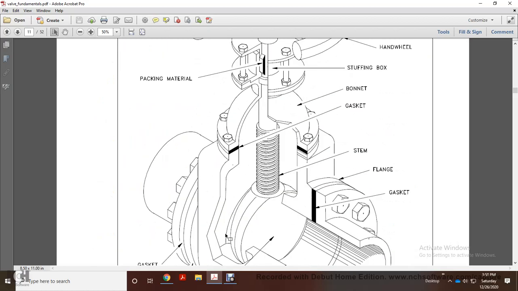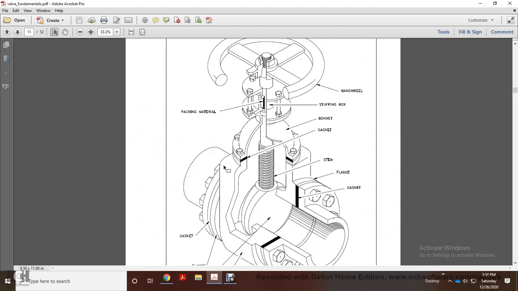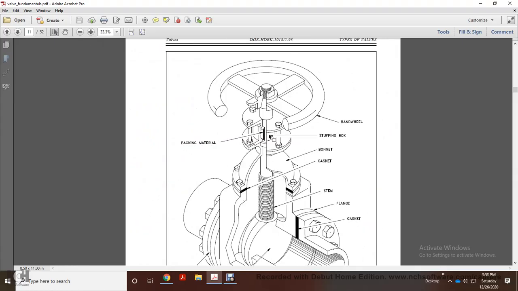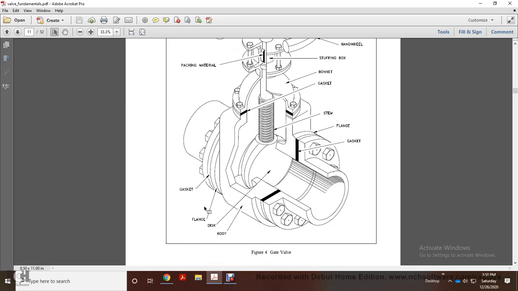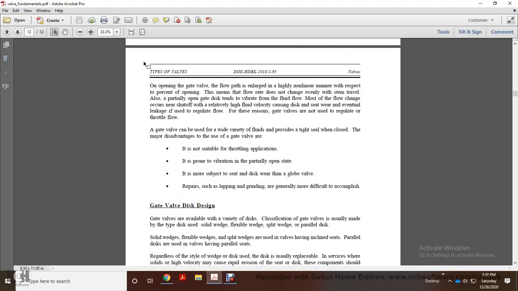Alright, this shows the cutaway of the gate valve. It shows your handwheel, your stuffing box, your packing material, the bonnet, the gasket, the stem, the flange, the gasket and the flange, and then the disc and the body. Alright.